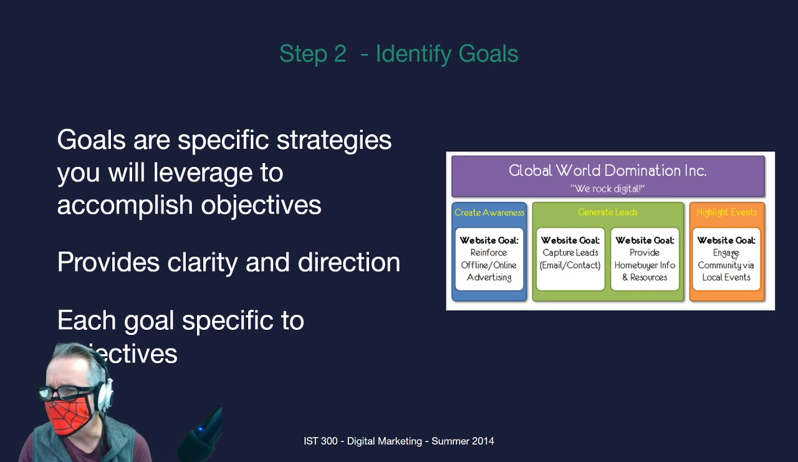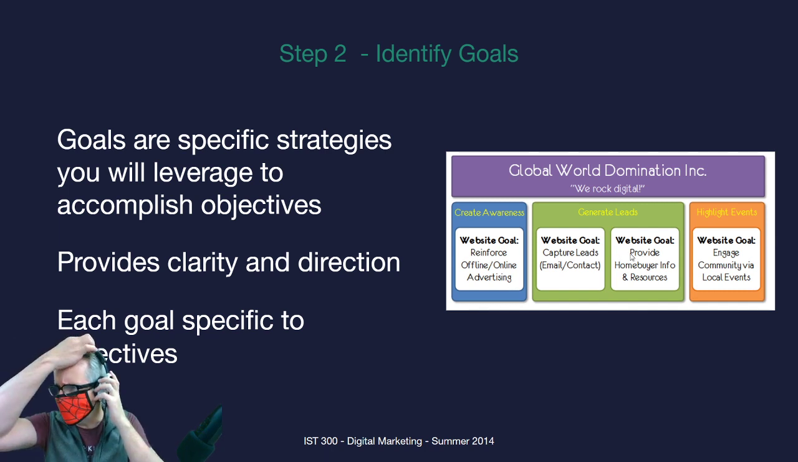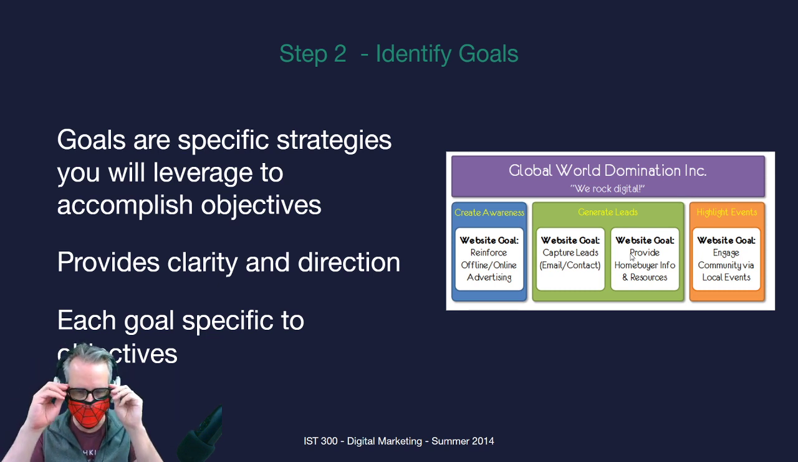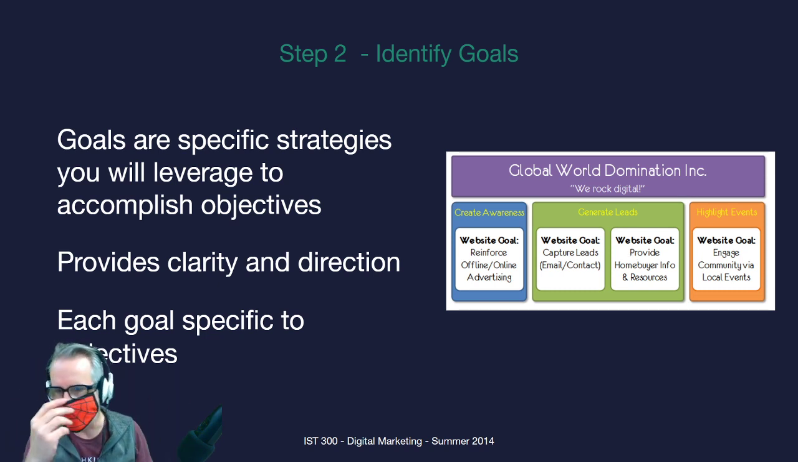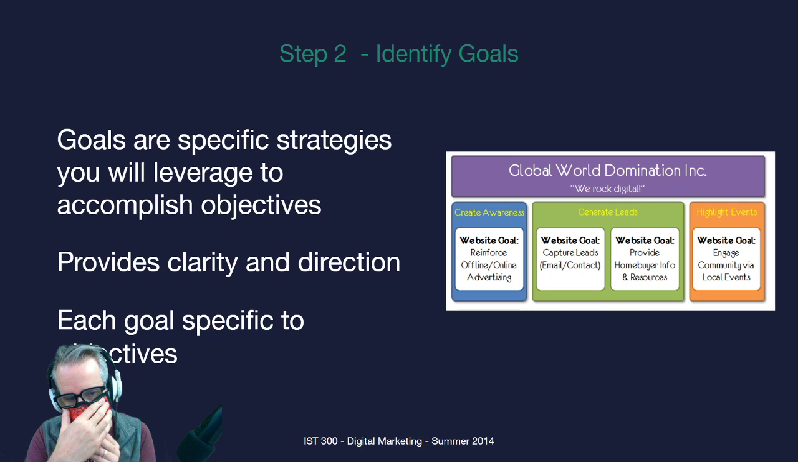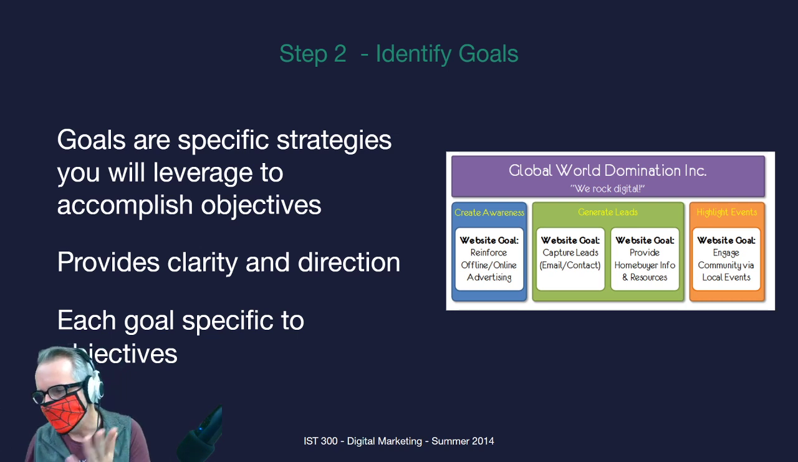Highlight events. You want to engage the community via local events. So these are different, more specific things that we can do inside of our business objectives. And you'll notice that generate leads has two goals. You might have a business objective that only has one, maybe you have one that has four or more. You don't want to be too broad, because if you have too many goals, it can kind of spread you out too thin.